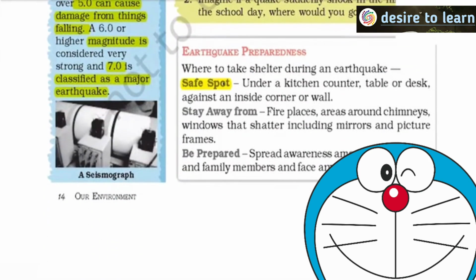Safe spot. Under a kitchen counter, table or desk, you should hide. Stay away from fireplaces because there is a possibility that there can be a blast. Windows and all can be shattered and those things may hurt you. And be prepared, spread awareness, and you should know what to do whenever an earthquake usually happens.